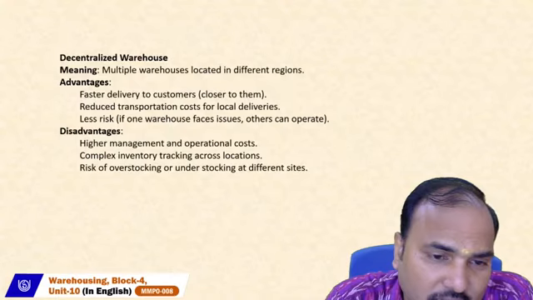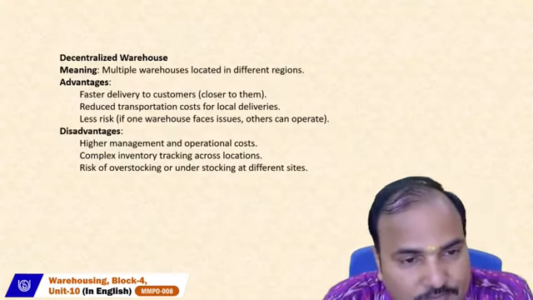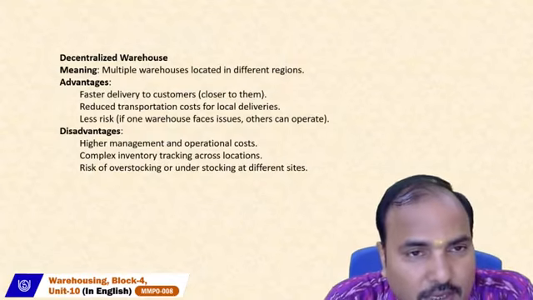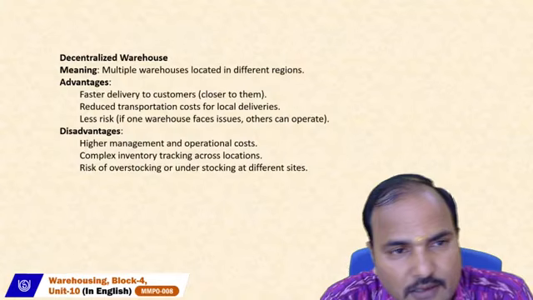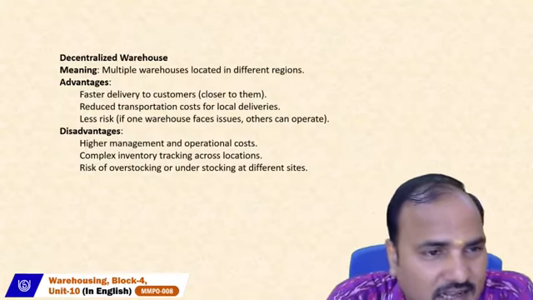Here, the risk of overstocking or understocking at different sites may happen in between, which is another disadvantage. In this way, we can say there is a difference between centralized and decentralized warehouses.